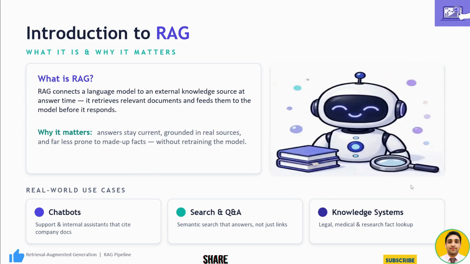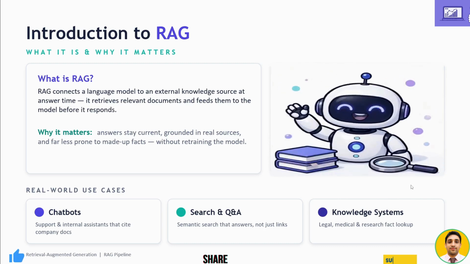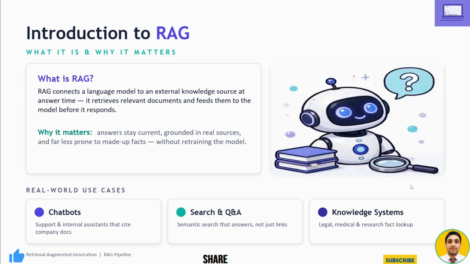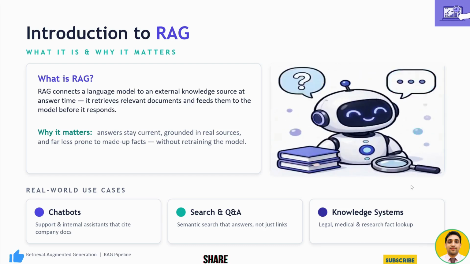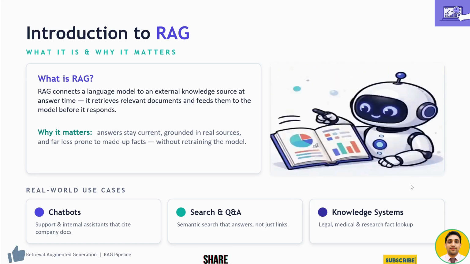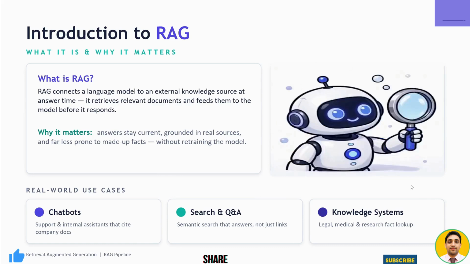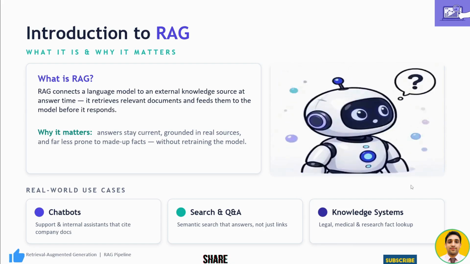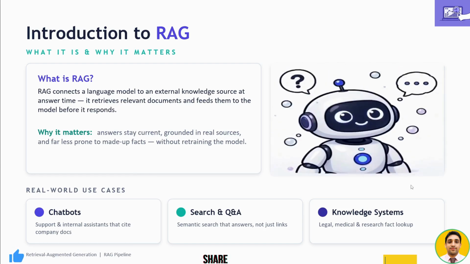Now, why does this matter so much? The biggest benefit is that answers stay current. Since the knowledge source can be updated independently of the model, the AI can reflect real-time or recently added information without the company needing to retrain their entire model, which is expensive and time-consuming. Additionally, because the answers are grounded in real documents, the AI becomes far less likely to hallucinate, meaning it is far less likely to confidently state something that is simply false.